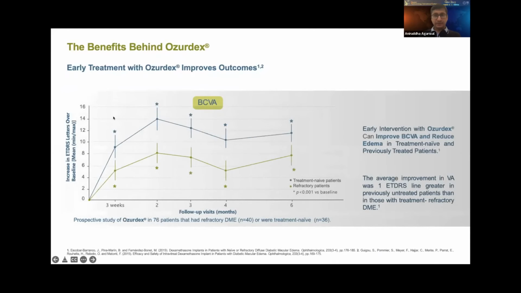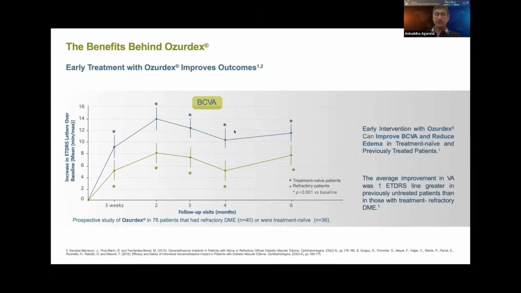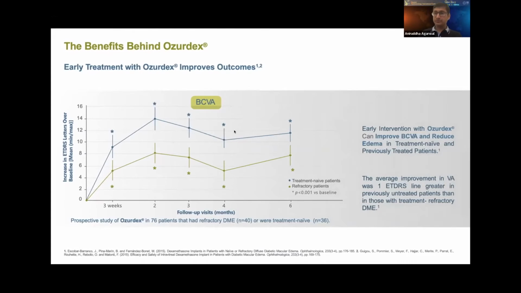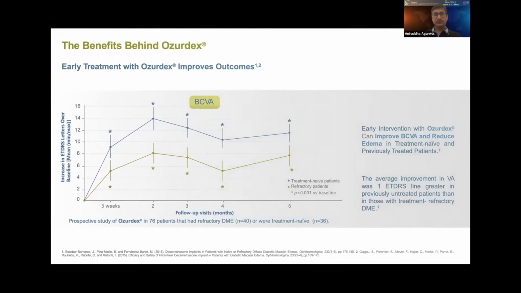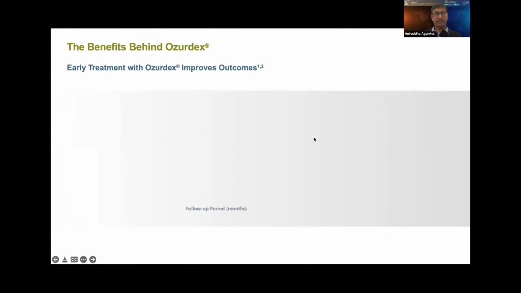Now, early treatment with corticosteroid has the potential to improve our visual outcome and reduce edema in treatment naive as well as previously treated patients. So they may experience good gains in the visual acuity. The gain may be even 1 line greater than in those with refractory DME. So you are talking about a substantial improvement, 1 line greater with corticosteroid therapy.